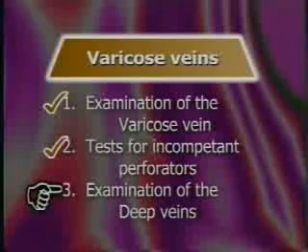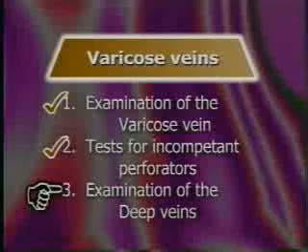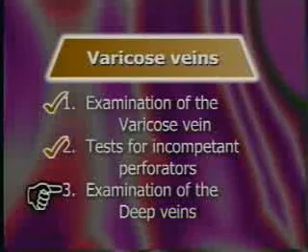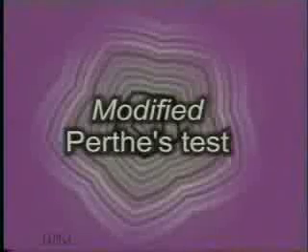Next, you should look for patency of the deep veins and for active deep vein thrombosis. The patency of the deep veins is tested by modified Perthes test. With the patient supine, elevate the limb and empty the vein. Apply a rubber tourniquet over the upper thigh to occlude the superficial veins. Then ask the patient to walk around briskly for 5 minutes.